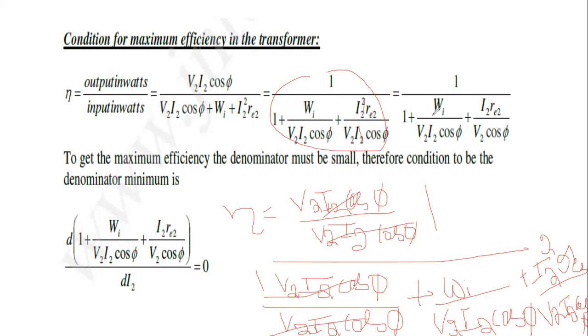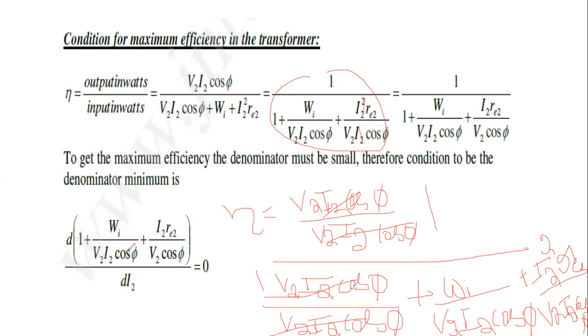Then we obtain 1 by 1 plus Wi by V2 I2 cos phi plus I2 R2 by V2 cos phi. Therefore, to get the maximum efficiency, the denominator must be small. Therefore, the condition is that the denominator is minimum.